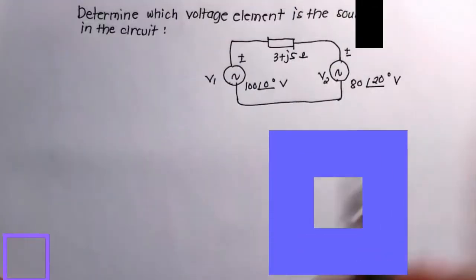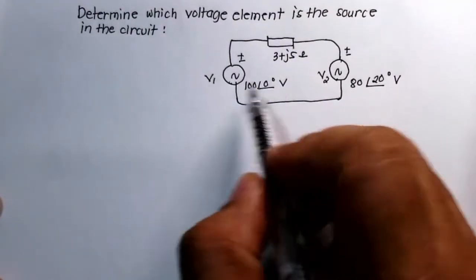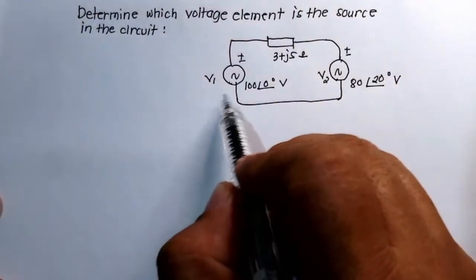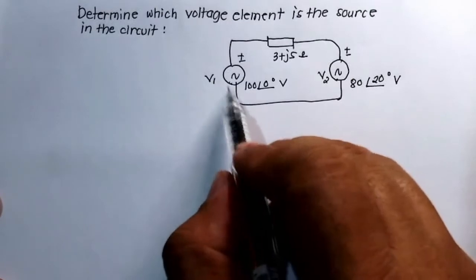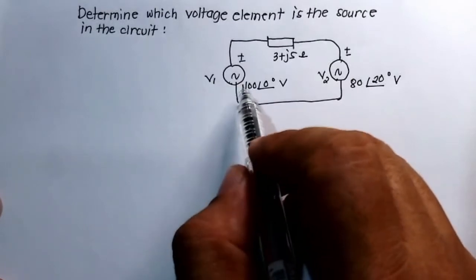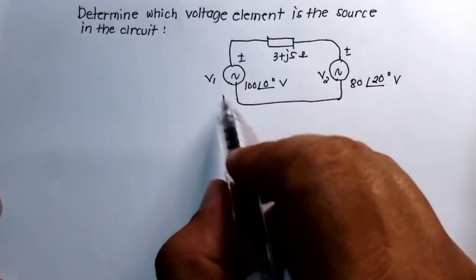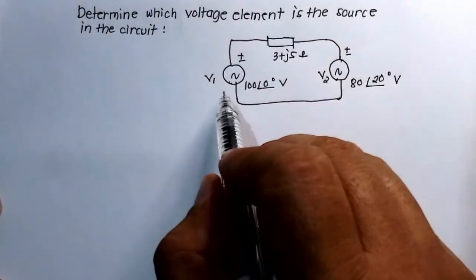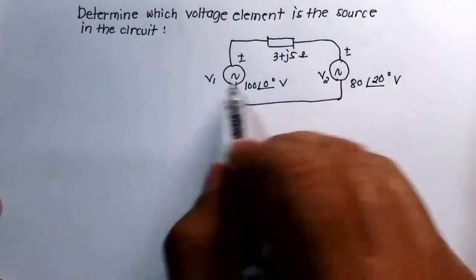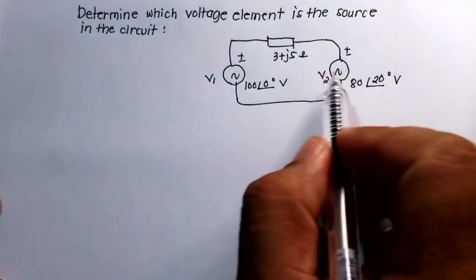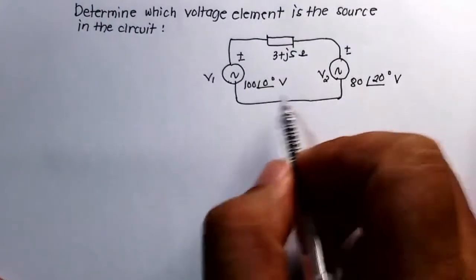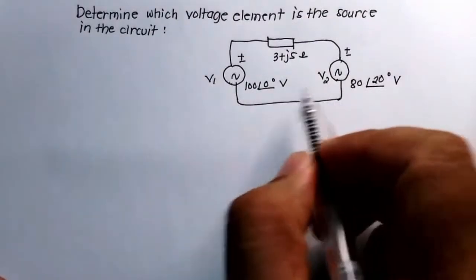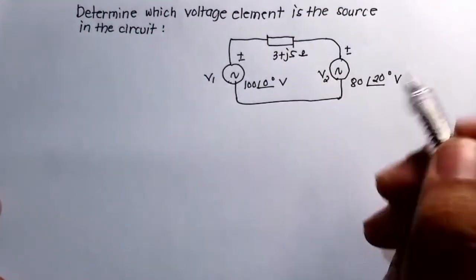So we have here a circuit. We have a representation for our sources. It can either be B sub 1 or B sub 2. We don't know the source in this diagram, so we are asked to determine where the source is in this circuit.